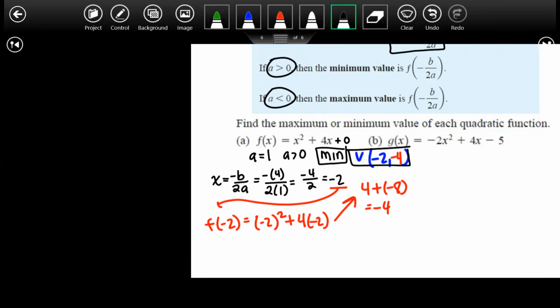For number 2, let's look at number 2 here. We have it in our form. Let's check whether we have a min or a max. What do we have? Why do we have a max?